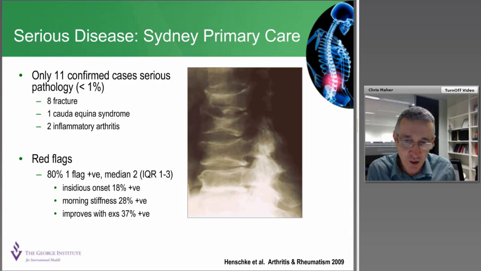Serious pathology was rare in that group of people. So with about 1,200 people, there were only 11 confirmed cases of serious disease: 8 fractures, 1 case of cauda equina syndrome, 2 cases of inflammatory arthritis. So serious disease is quite rare.